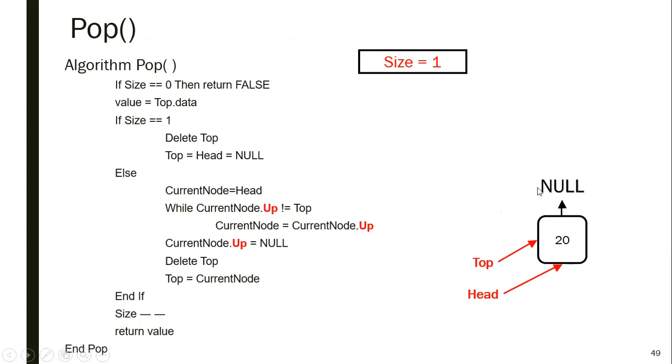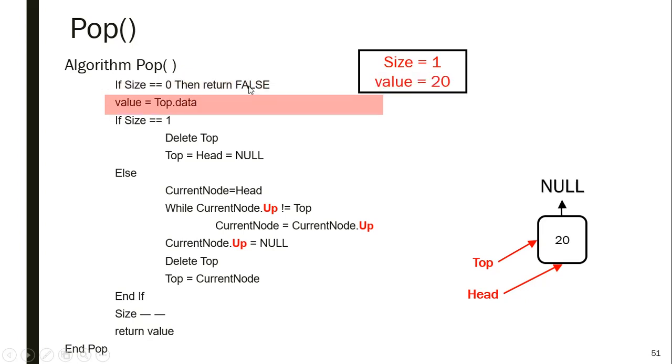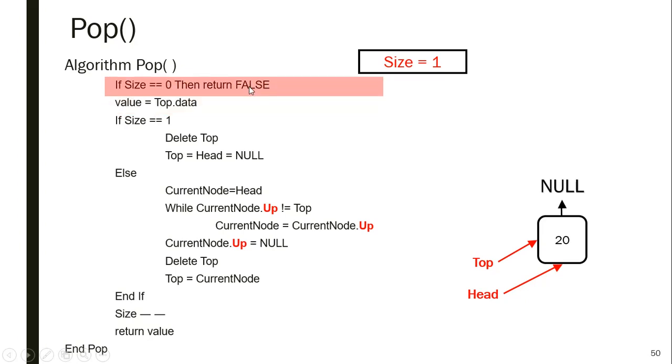So suppose we have got just one value, size is just 1. So how can you pop this value? First you see, if size equal to 0, meaning if there is nothing, it will return false because there is nothing to return. I think here in place of false, null will be more appropriate, so you can change it.